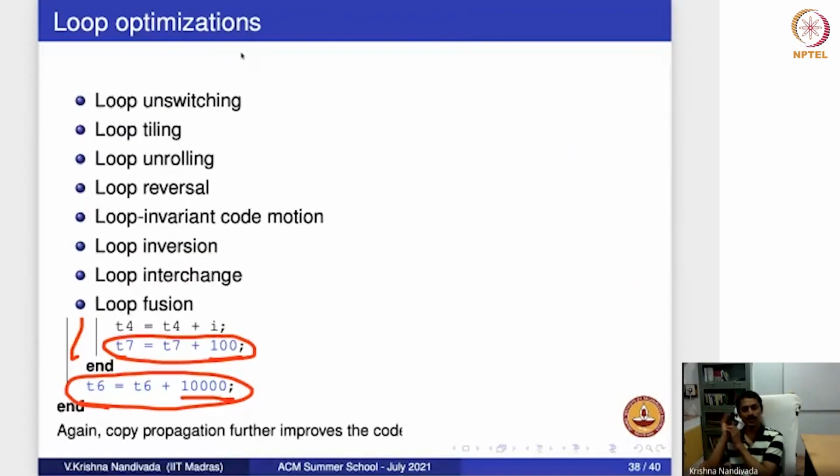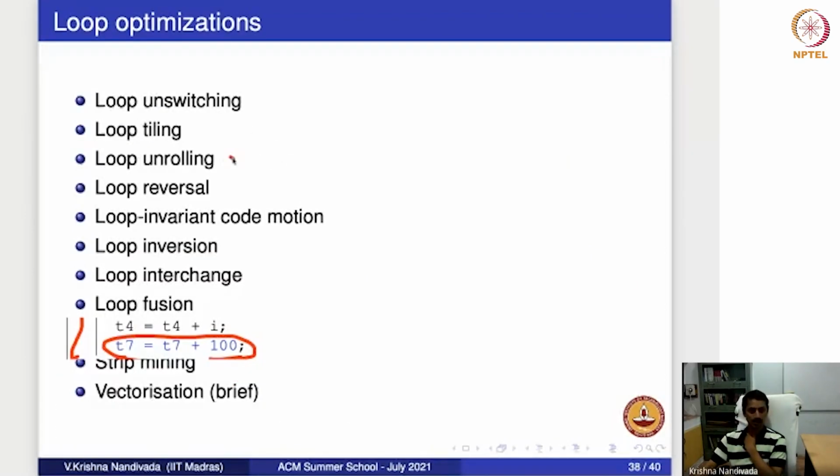So what we will do now, see, we looked at a couple of loop optimizations already. Loop unrolling we did, loop invariant code motion we did. I will not spend so much time explaining the beauty of all these, but I'll still go over all of them because I feel they are simple. Now that you have seen two optimizations in depth, you will be able to appreciate many of them without too much difficulty. Okay?